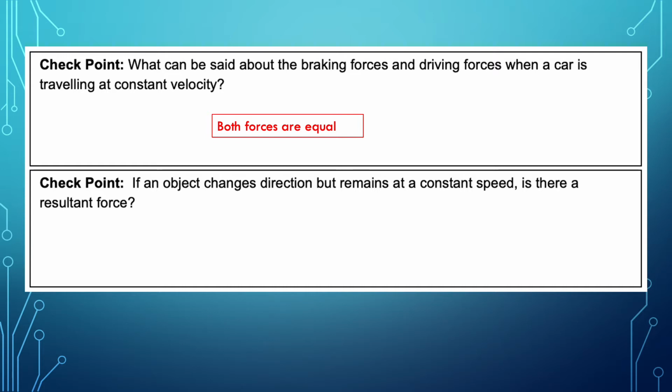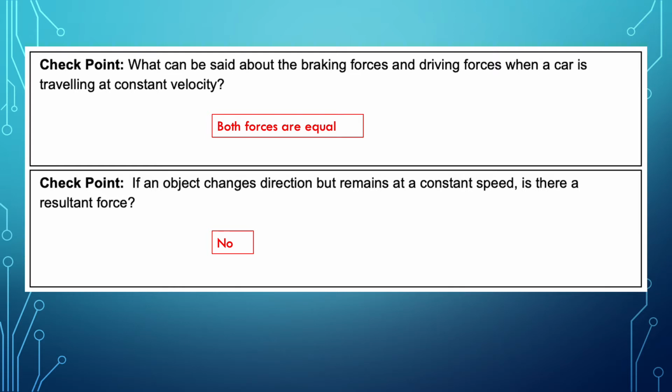Okay. As I explain this more and more, hopefully you get it, but if not, there are always supplemental videos that we can share with you. The second checkpoint question asks, if an object changes direction but remains at constant speed, is there a resultant force? The key words here are "remains at constant speed." And the answer here is no.